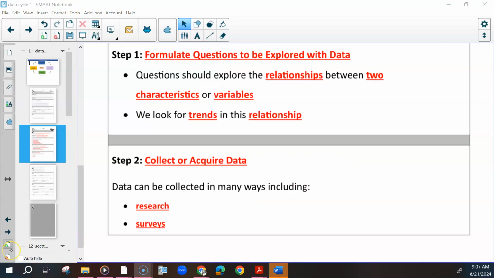Okay. In step 2, where we collect or acquire data, there are different ways to do this. So we can collect data by doing research or looking at someone's research, doing surveys or looking at someone's surveys. And then there are more on the back.